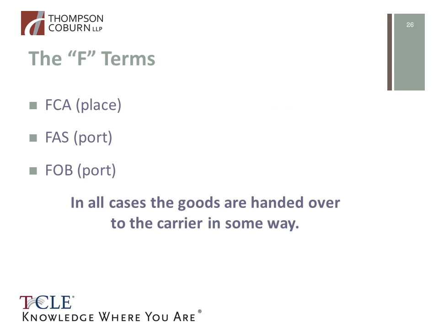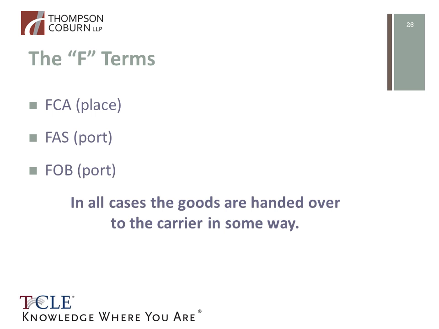The F terms are much more favorable. In all cases, the goods are handed over to the carrier in some way, so the seller of the goods has some idea of where the goods are going. There has to be a shipping document for the carrier to receive the goods, and so there's more transparency to the seller to be able to see where the goods are going. And as mentioned previously, under the F terms, the seller can also arrange for the transaction with the freight forwarder, use their own freight forwarder. That's negotiable between the parties.